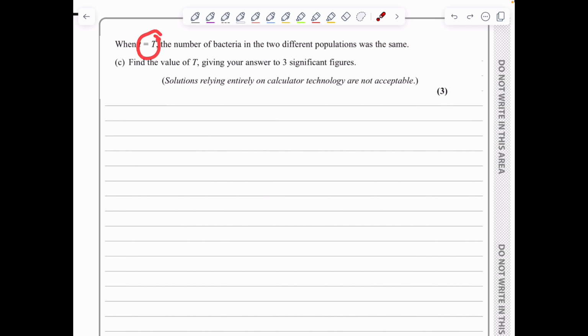Now when t is capital T, the two populations are the same, and we need to find the value of capital T, giving our answer to 3 significant figures. So all I need to do is equate the two expressions for the populations. So we've got 2,500 e to the kT is equal to 60,000 e to the minus 0.6 capital T. Notice that I'm just using k, and we know that k was found to be 1 over 8 ln 4. I'm not going to substitute the numerical value of k because it's going to make the whole equation a bit messy. The first thing to do is cross multiply to isolate the exponential term.